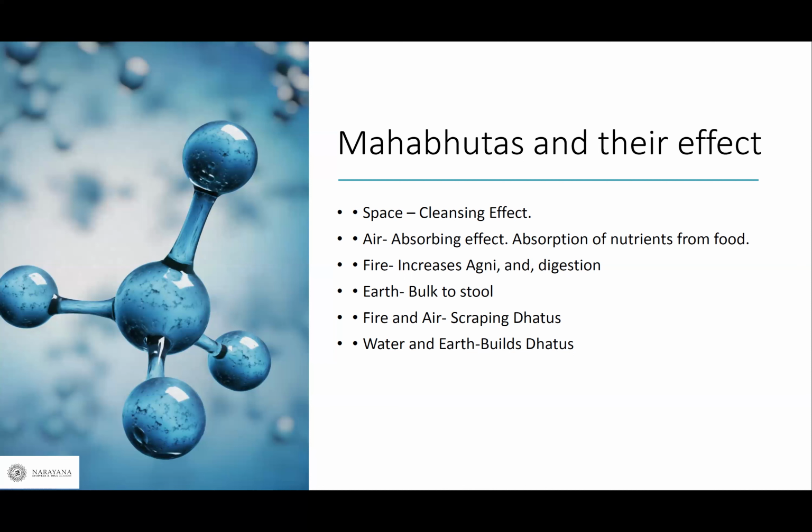Space is cleansing. Air is astringent and absorbing. Fire increases Agni, that one you know. Earth adds bulk to stool. So if somebody is having constipation, you take that isabgol, or what do you call it in English? Vegetable fiber, is that the correct word? I don't know what you buy it as here in the US. Psyllium husk, yes, that's what you're talking about. So psyllium husk we give to somebody so that it adds bulk. And psyllium is what? It's all fiber.